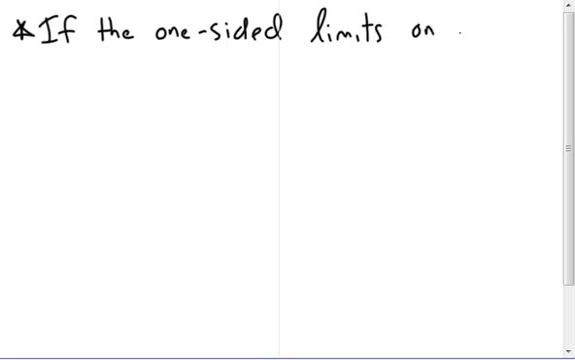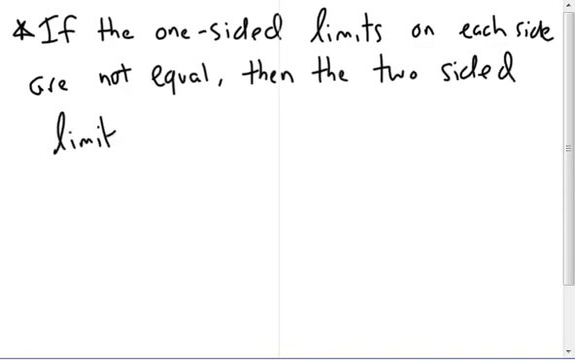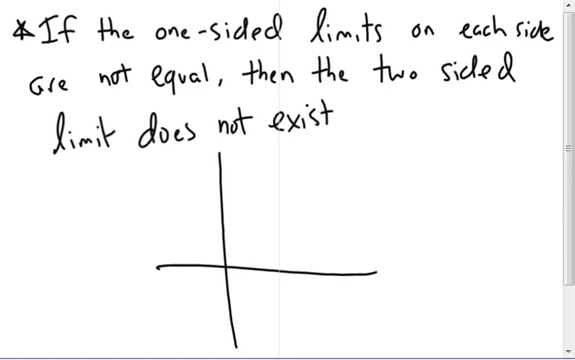So, what are some other special situations we can have? If the one-sided limits on each side are not equal, then the two-sided limit, wait for it, does not exist. If the limit from the left does not equal the limit from the right, then we would say the two-sided limit doesn't exist.